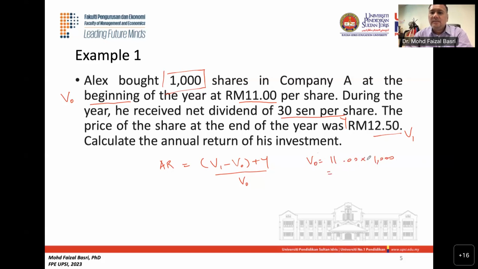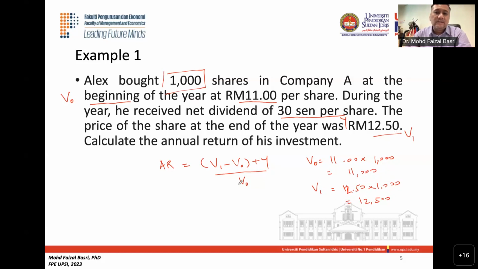So it will be 11,000 ringgit. And the value of the investment at the end of the year would be 12.50, 12.50 cents, which is the price at the end of the year, multiplied with the units. So it will be 12,500 ringgit. That is the total value of the investment.